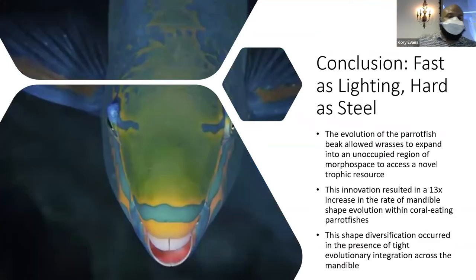So to conclude this part of the talk, we found that the evolution of parrotfish eating allows wrasses to expand into this completely new, unoccupied shape space, which results in rapid rates of shape evolution. And we found that this diversification could be highly evolutionary innovation.